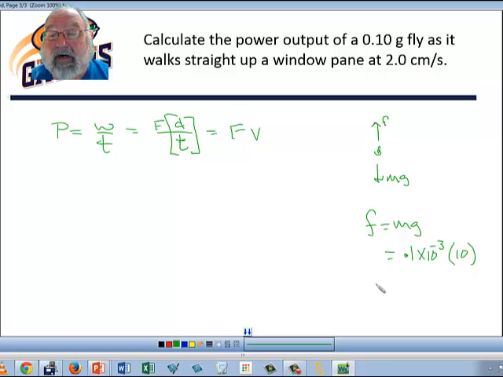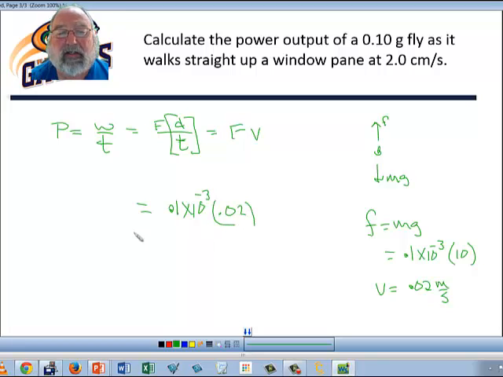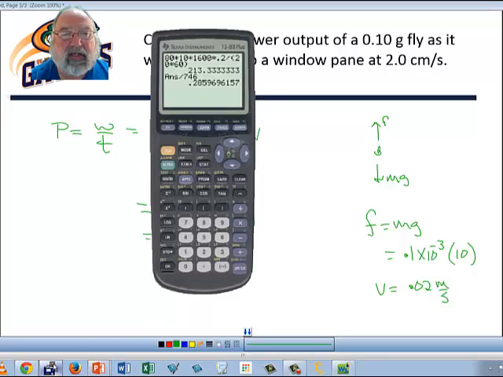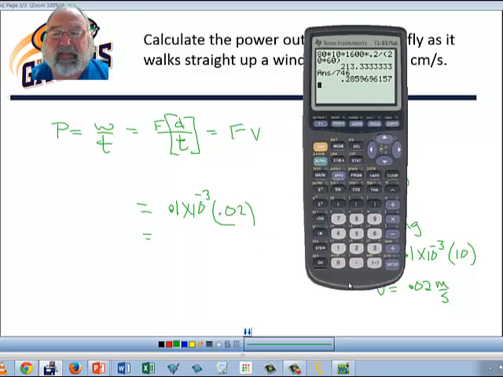We also have to turn our speed from centimeters per second into meters per second. So to turn centimeters into meters, we have to divide by 100, so it's 0.02 meters per second. So let's go ahead and now do our calculations. The power is equal to the force, which is 0.1 times 10 to the minus 3 newtons times 0.02 meters per second. And let's go ahead and bring up our calculator, calculate that out.